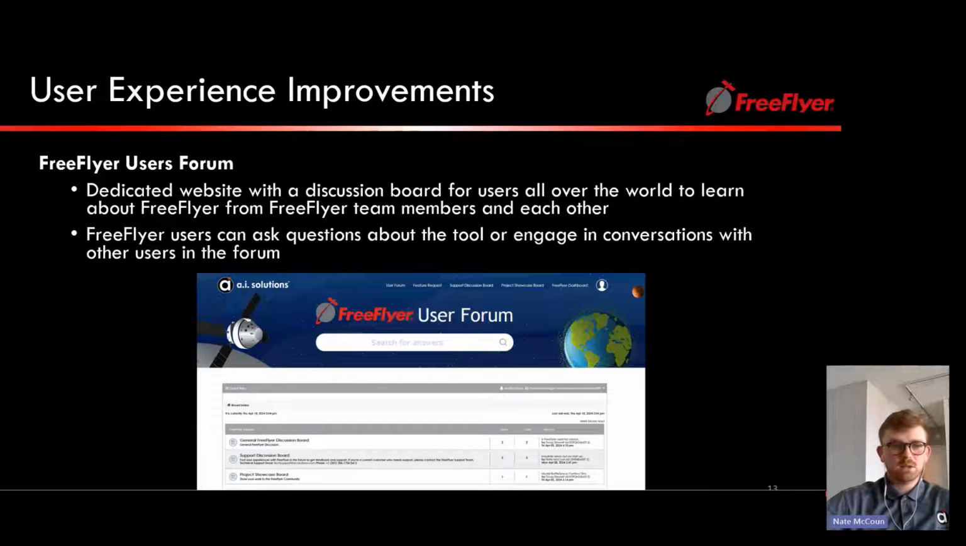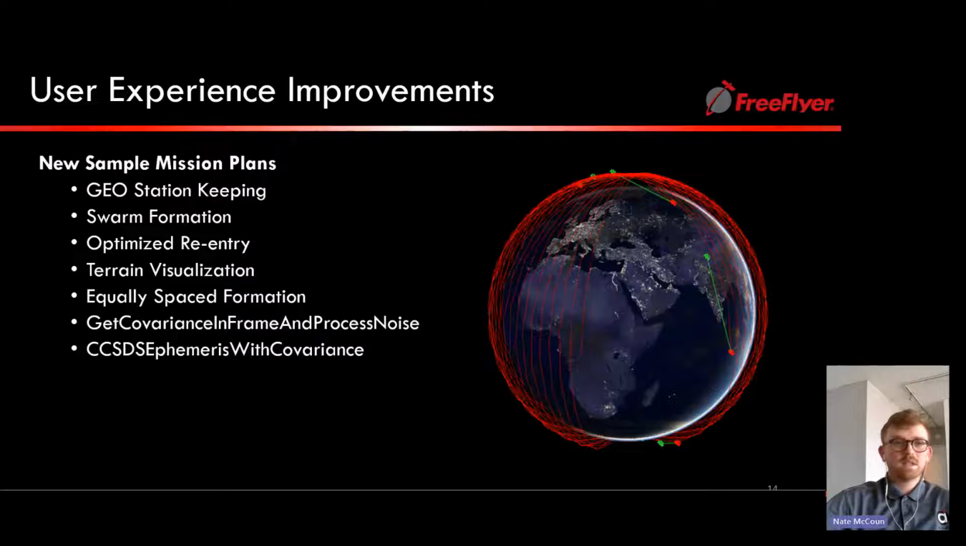We'll jump back to the slides for a bit. Next thing I want to talk about are the new sample mission plans available in FreeFlyer 7.9. We've got a long list here. The first one we'll talk about is geostation keeping. We've got swarm formation, optimized reentry, terrain visualization, equally spaced formation, and then we've got 2 for the new RIC covariance and orbit determination enhancements. This is the get covariance in frame and process noise. We saw an example of that one earlier, and the CCSDS ephemeris with covariance.